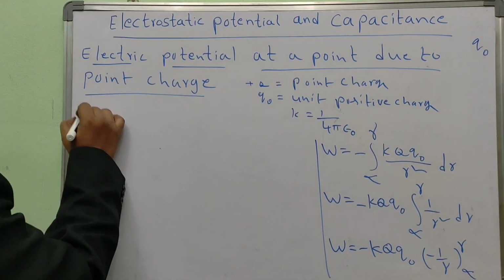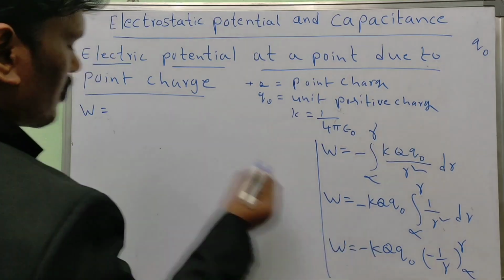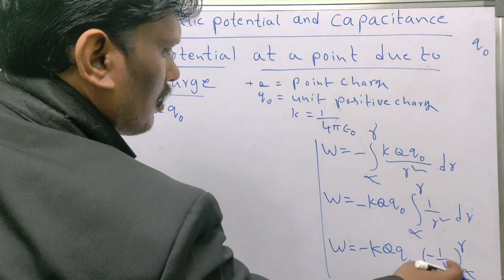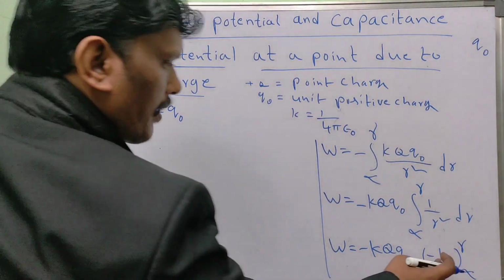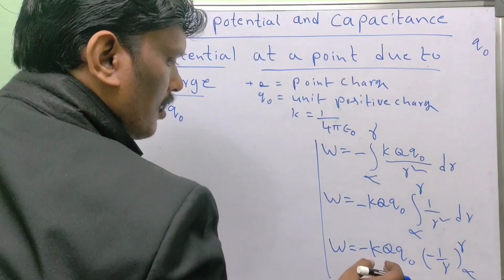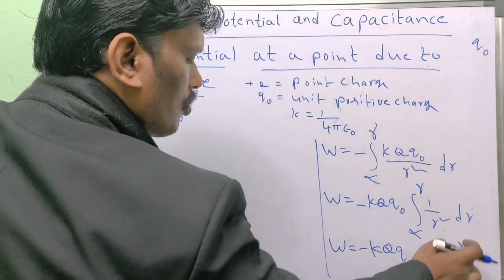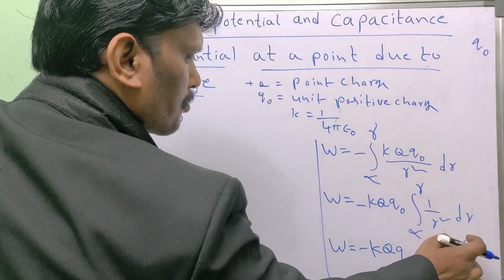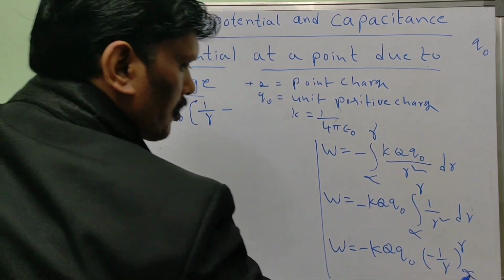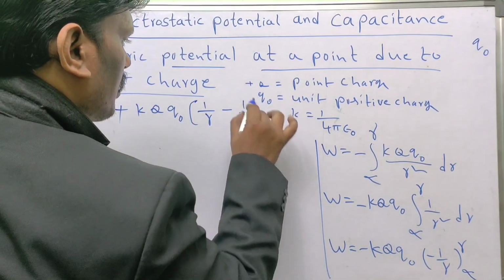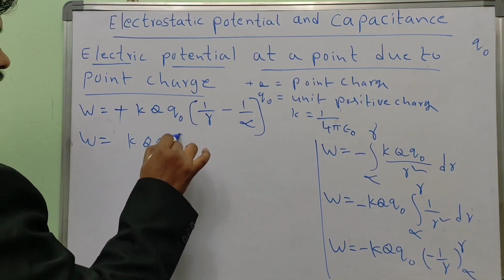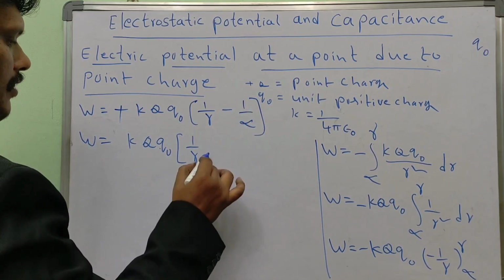So work done is equal to minus k q naught times minus 1 by r, evaluated between the limits. Here minus into minus is plus, so plus k q naught 1 by r from infinity to r. First substitute the upper limit in place of r, minus substitute infinity in place of r, 1 by infinity. Then work done is equal to k q naught into 1 by r, since 1 by infinity value is 0.